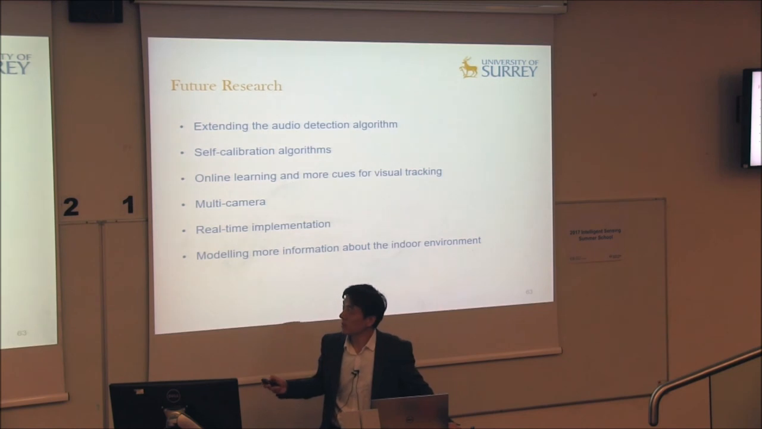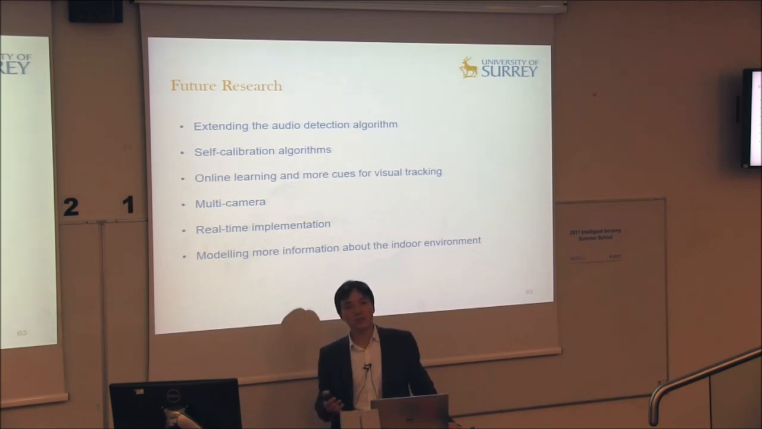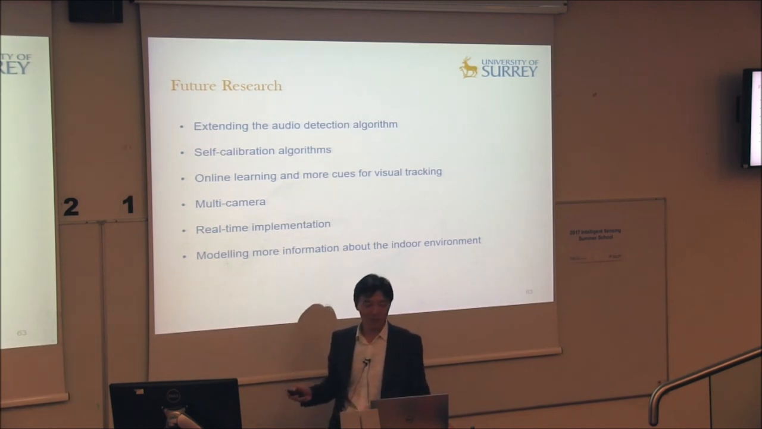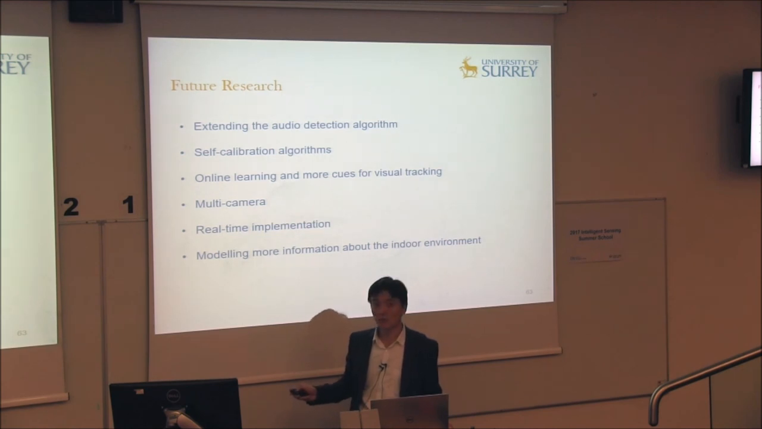Online learning: you could also use more cues. Here we simply use the color cues, HSV cues, and we didn't use much of other features from image frames. For audio, we only use one type. But here we are demonstrating that this kind of framework could be very useful. It's generic, so you could easily incorporate other information into the system. And you could use multiple cameras. Here we only use one camera, even though there are 3 cameras, but each time we use one camera plus the microphone array. Real-time implementation and modeling more information about the indoor environment could all be interesting directions for future work.